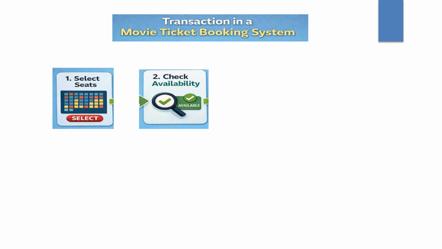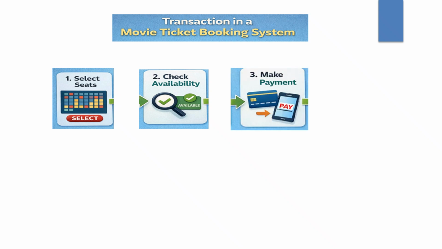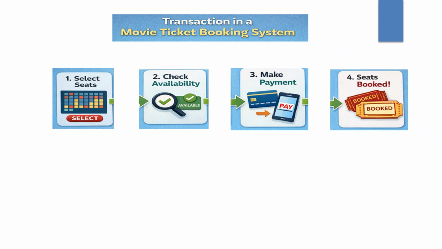For example, ticket booking through a movie ticket booking system. What does it involve? We need to first fetch the seats. We need to check whether the seats are available or not. If the seats are available, we will select the seats and make the payment for it. And when the payment is done, then and only then will the seats be booked. So this operation involves multiple steps.